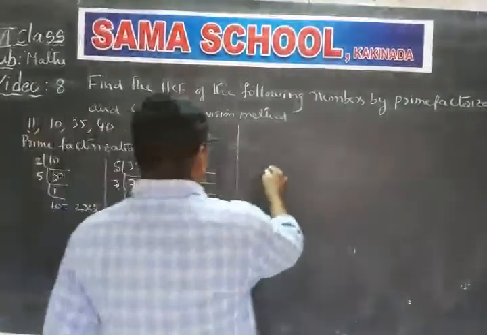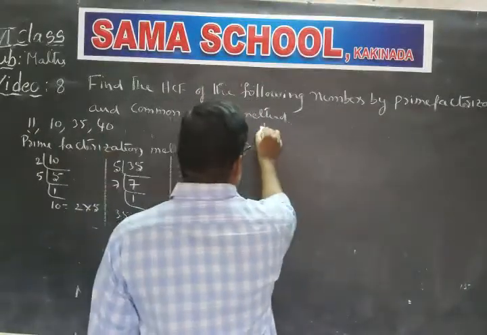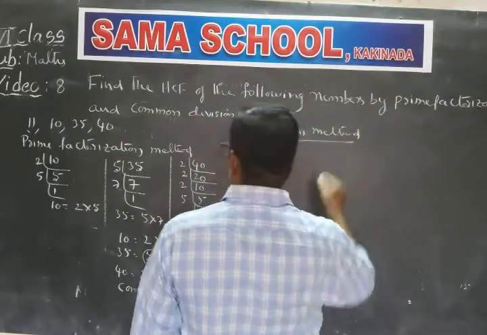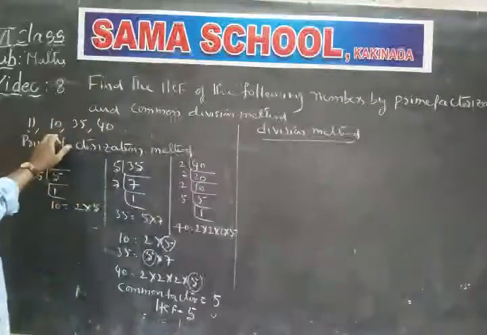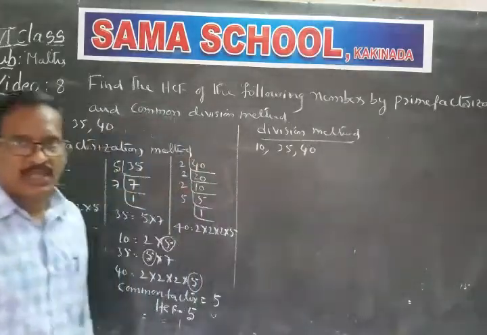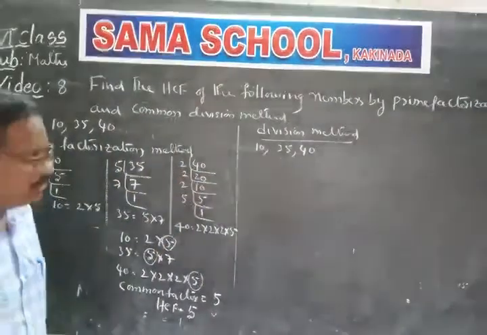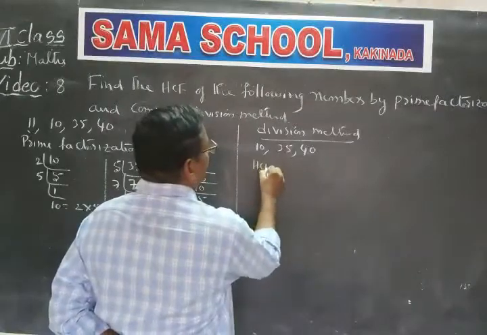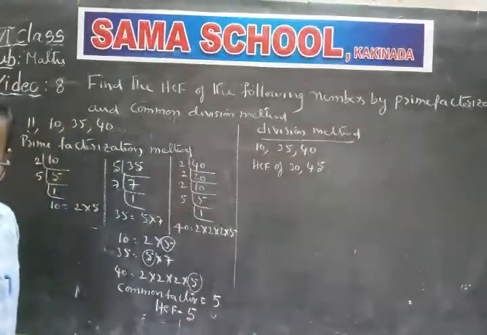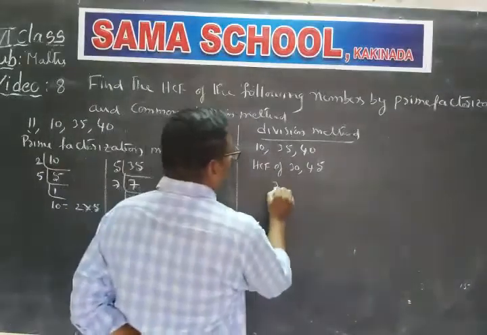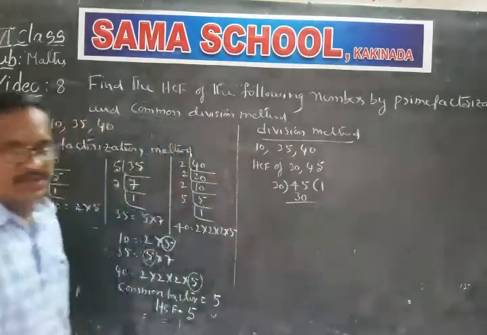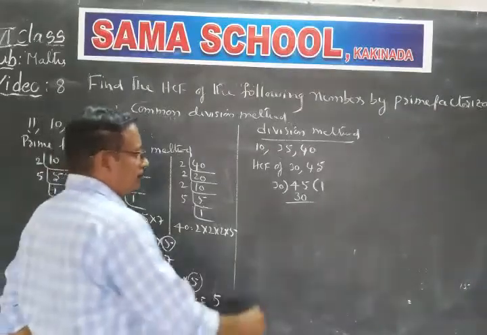Okay, next one: the division method. Find the HCF by the division method. For the numbers 10, 35, 40, take the small number and the big number. First, the HCF of 10 and 35. Divide the big number by the small number. 10 3s are 30. What is the remainder? The remainder is 5.